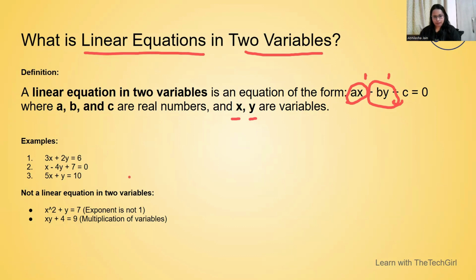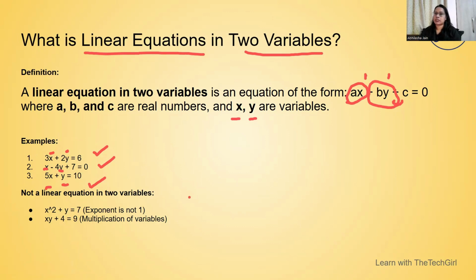Let's look at some of the examples for linear equation in two variables. 3x plus 2y equal to 6. x minus 4y plus 7 equal to 0. 5x plus y is equal to 10. If you see, all of this has the highest degree as 1, correct? That's why these are the examples of linear equations. And since they all have two variables in it, they are linear equations in two variables.